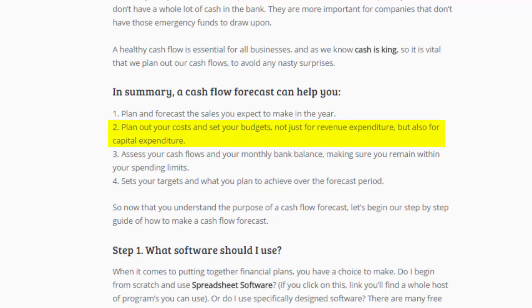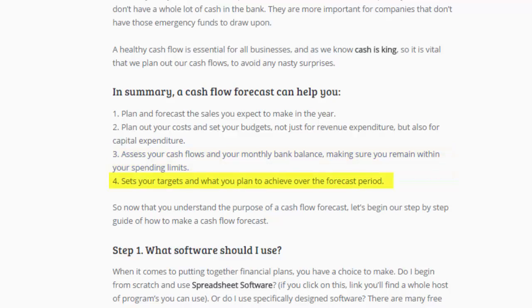It also helps you to plan your costs and set your budgets for the next 12 months, or if you are forecasting for a longer period, it shows you what costs are going to be incurred for your business. And as a result of that, it will allow you to assess your cash flows both in and out, and what your monthly bank balance will be at the end of each month, and to make sure that you remain within your spending limits or your overdraft facility if you have one, or making sure that your cash balance never diminishes to a point where it causes business problems.